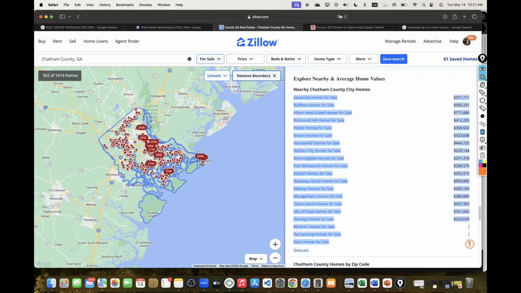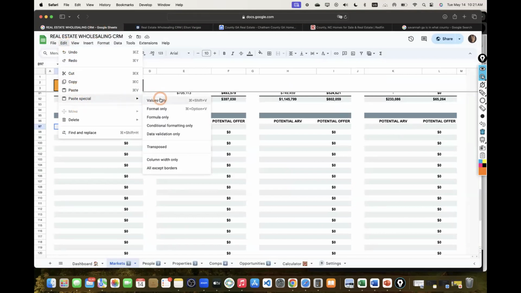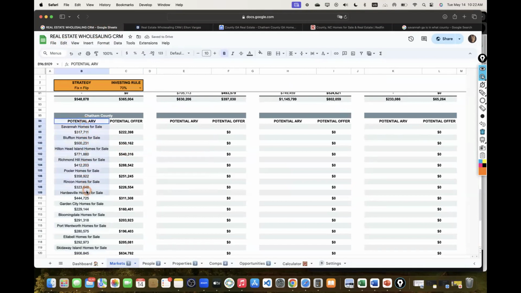Because again, it is a mix of both good properties, aka already fixed up and flipped properties, and bad properties, aka properties that have just been sitting there and need a lot of work. What I like to do is bring this information to my CRM and paste all of these values over here. The left side is my potential ARV, or again, what the property can potentially sell for. I need to confirm, can the property sell for that much? And the right side is my potential offer. This depends on the strategy. If my strategy is to fix and flip, then it's going to give me a price point that I should be looking for.